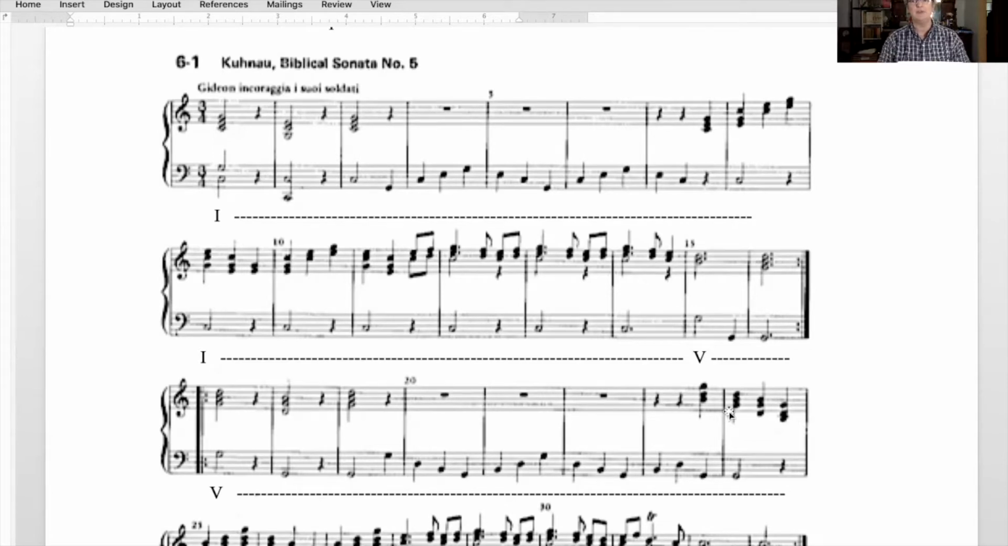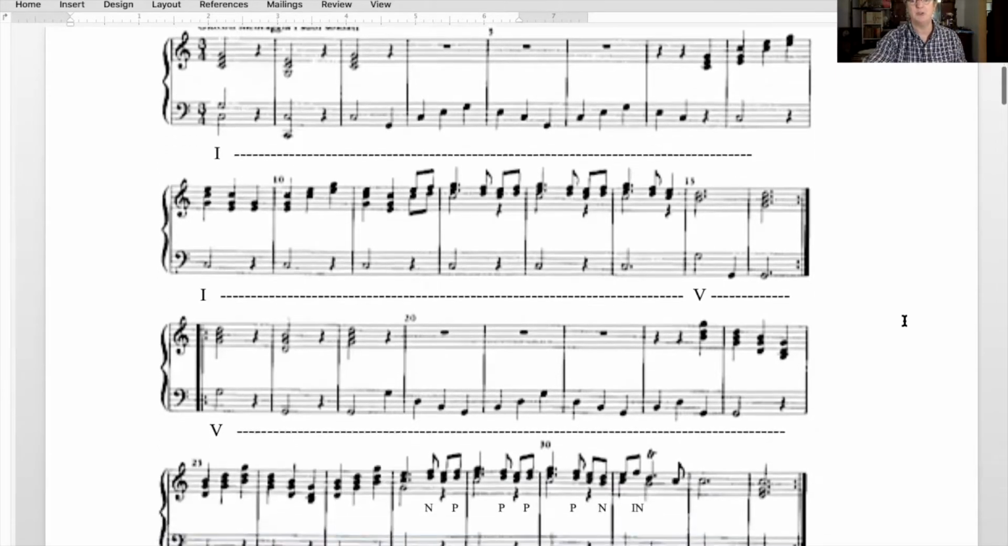I'm going to play the piece for you at the piano. I don't guarantee that there will be no mistakes, but I'll do my best.